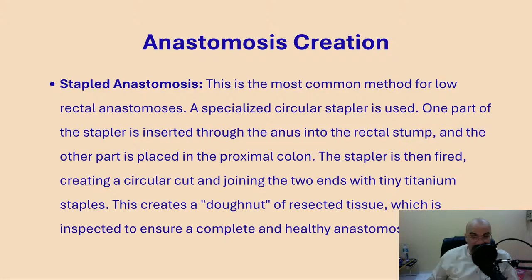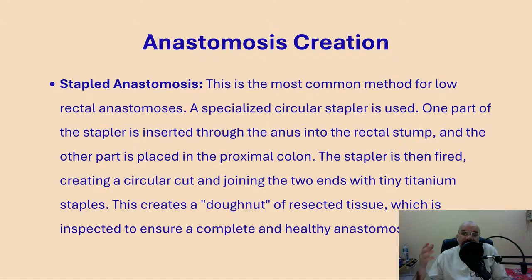The first technique in the creation of anastomosis, they call it stapled anastomosis. This is a well-known technique, and this is the most common method for a low rectal anastomosis, using a specialized circular stapler.